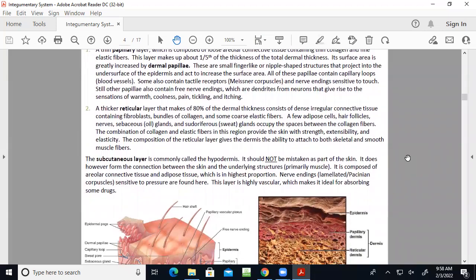The surface area of the papillary layer is greatly increased by what we call dermal papillae. I think it's papillae, the technically correct pronunciation. But these are small finger-like or nipple-shaped structures that project into the undersurface of the epidermis to increase the surface area. And there's that phrase surface area that I've referred to a few different times.